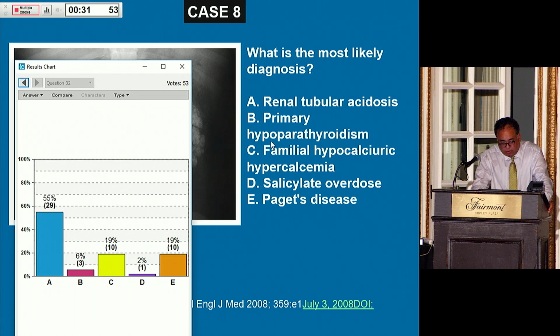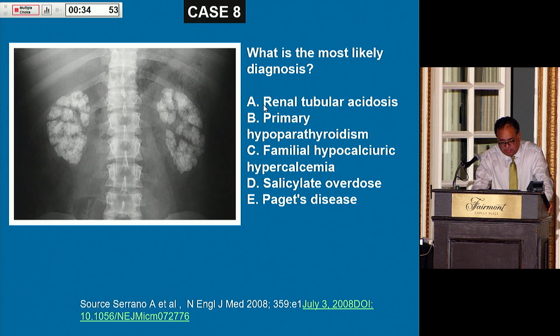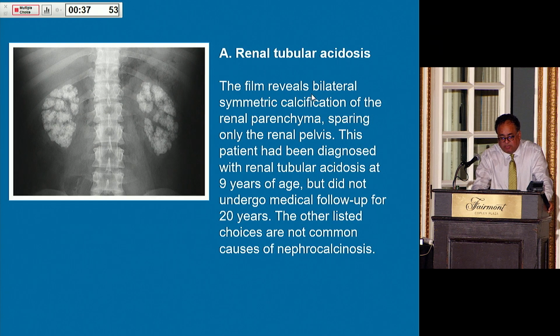So we could go through that for a few minutes. This is renal tubular acidosis, and this is the bilateral symmetric calcification in a person with nephrocalcinosis. This patient, this is a real case, was diagnosed with renal tubular acidosis at the age of 9, but didn't undergo medical follow-up for about 20 years. The other common choices are not a common cause of nephrocalcinosis. You might say, well, I might expect to see some calcium in the urine in these patients, but they don't usually cause nephrocalcinosis.